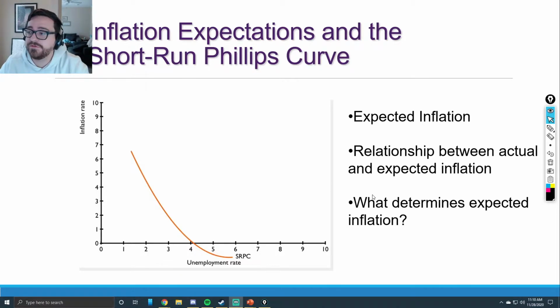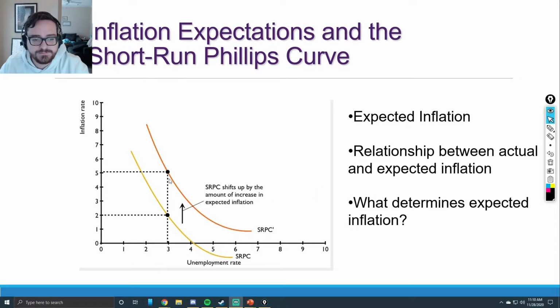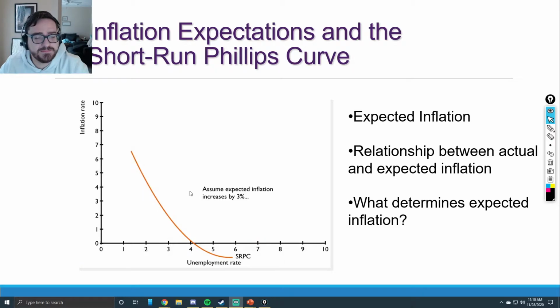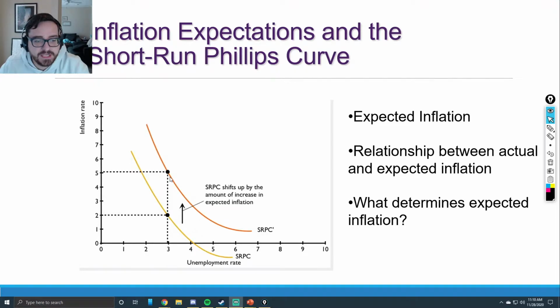So what you do on the graph is, if I expect 3% more inflation, let's say I'm starting right here, I'm going to literally move everything up. Oh god, it got frozen there. Stop freezing. There we go. I'm going to literally move it up 3, across the board at every level, because no matter what the unemployment rate was, we're going to get 3% more inflation.